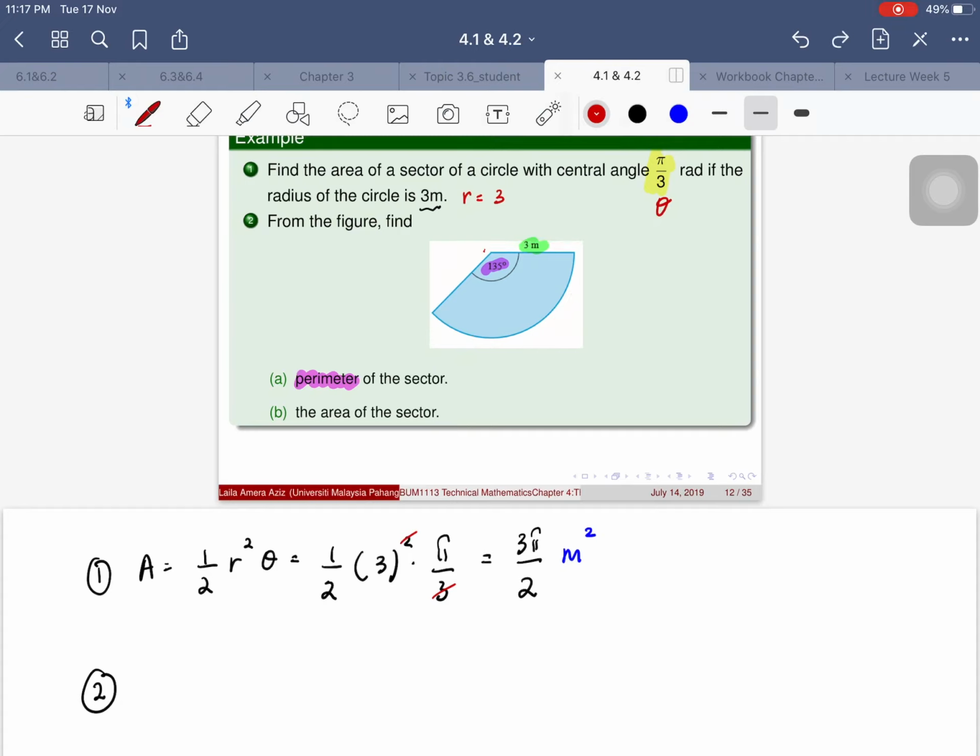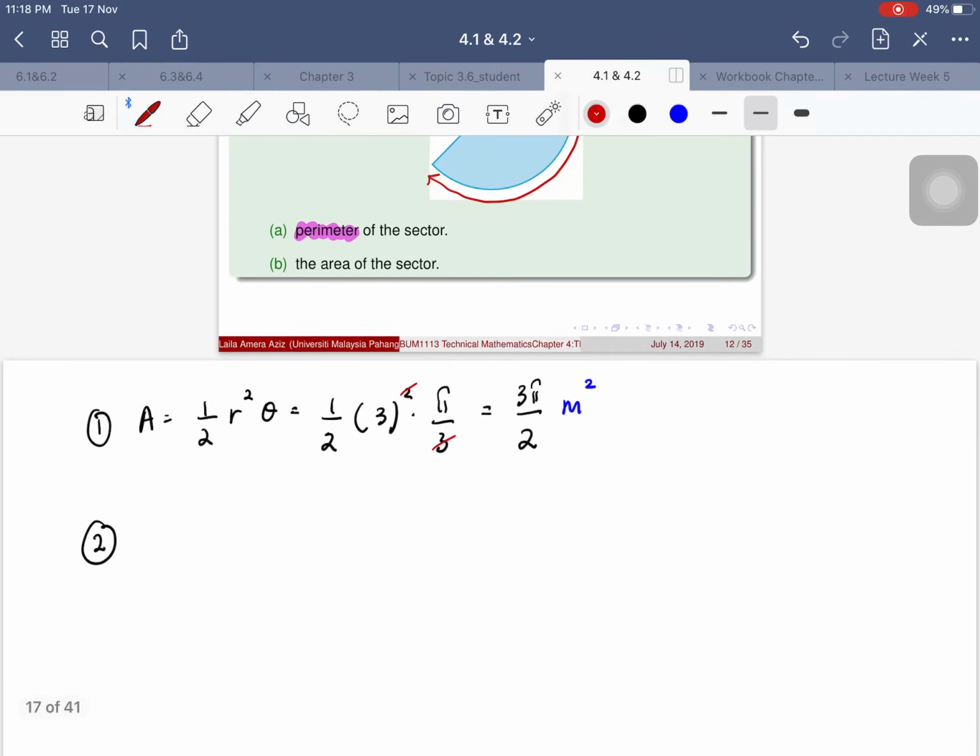And for this case, I already know that this side is going to equal 3 meters, and this side, because it's the radius as well, is also going to equal 3 meters. So now we need to find the arc length. If we have the arc length, we add them up together, and then we will get the value of the perimeter for the sector.